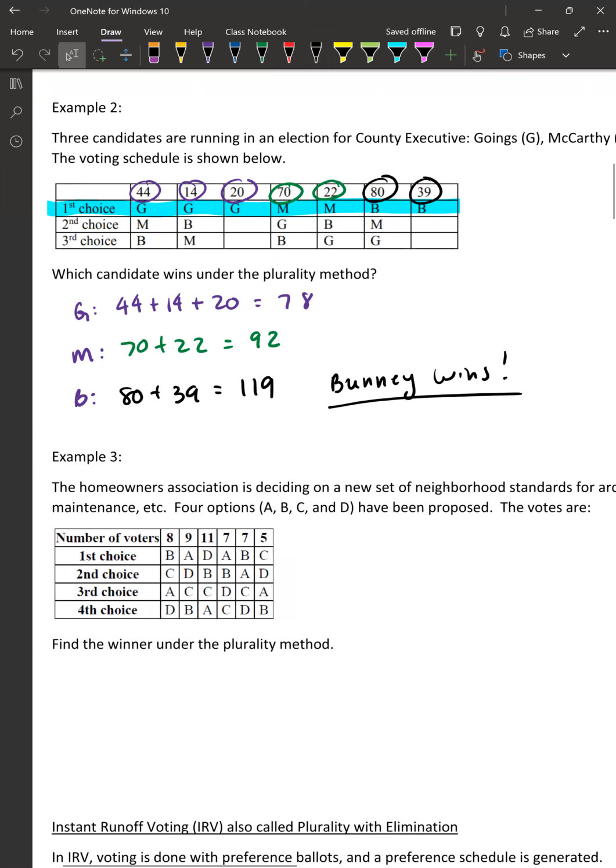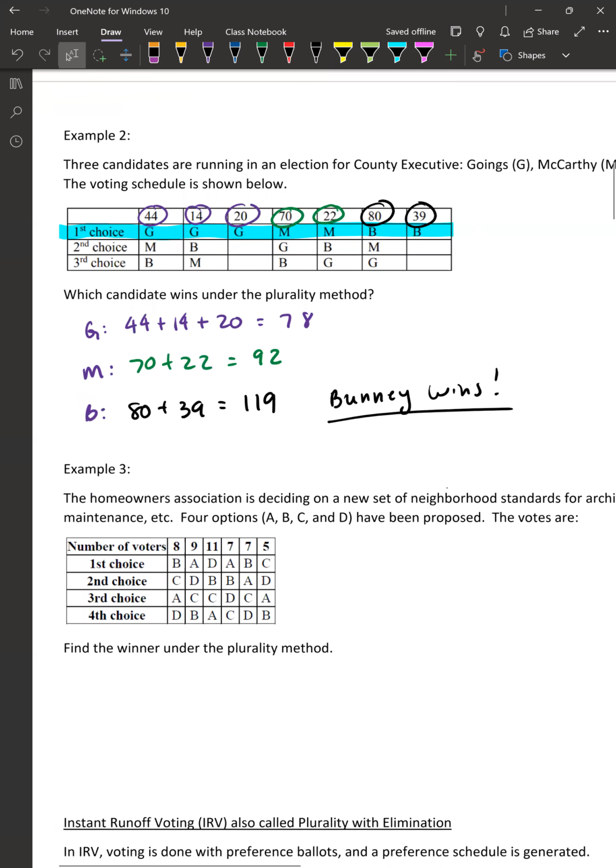Let's see. By the way, this example was one of the try it nows in your book. So there's another example in your textbook, and then there's a try it now, and that's what this example is here. All right, let's see.